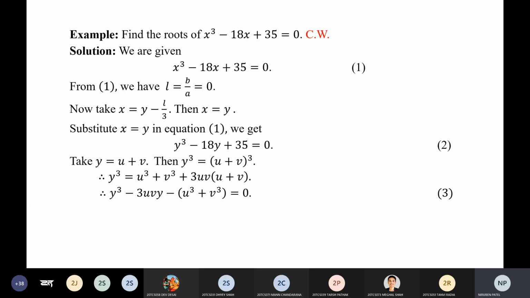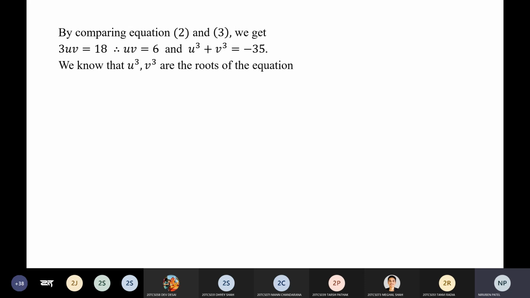Okay, so now by the comparison, we will have uv equal to 6 and u cube plus v cube equal to minus 35. So u cube into v cube is equal to 6 cube, and the sum is minus 35. From this we can have a quadratic equation, t square plus 35t plus 6 cube equal to 0. So what are the roots of this equation?